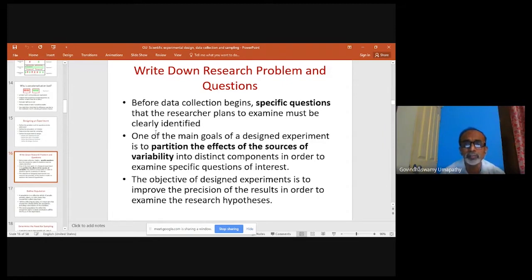So these are very important when you plan a specific question, and accordingly you design a population, design a sampling, and one can really do it.